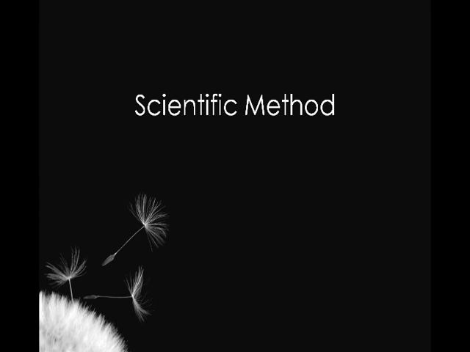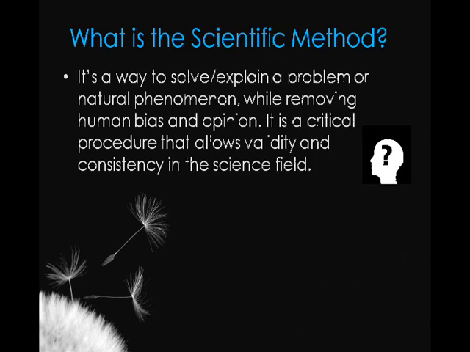Scientific method and scientific process. The scientific method is a way for scientists to solve a problem or explain a natural phenomenon. This removes human bias and opinion. So any preconceived notions that a scientist might have, or any bias that he may have toward one side or another, will hopefully be eliminated by using this process.